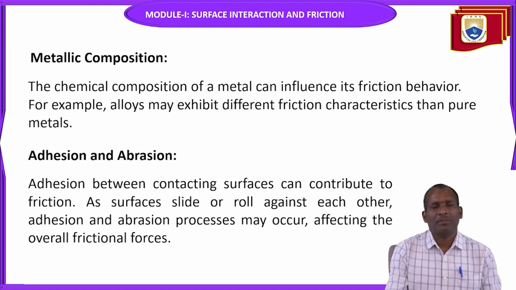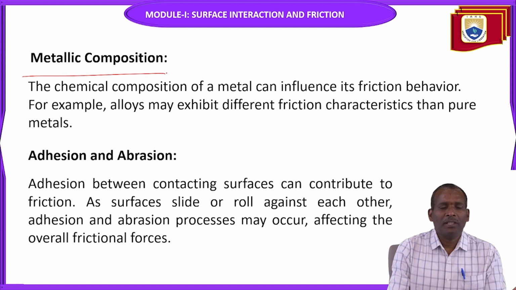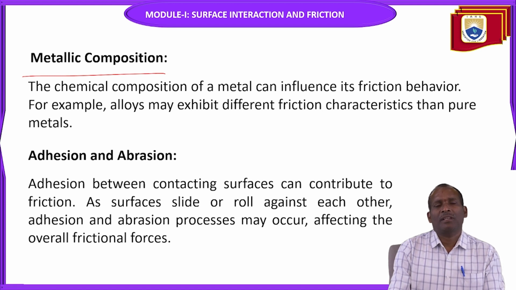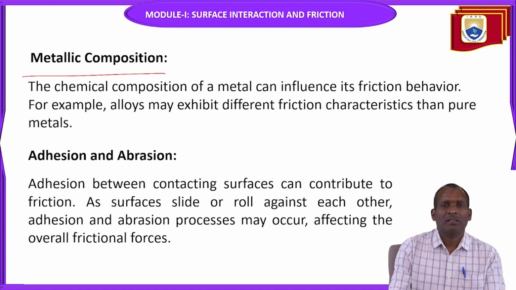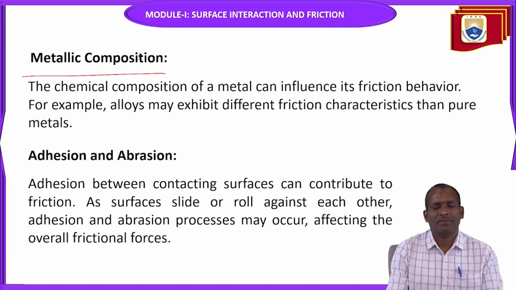Next, metallic composition. The chemical composition of a metal can influence its friction behavior. Every material has some composition: carbon, silica, tungsten, magnesium. Like this, there are different material compositions. For example, alloys may exhibit different friction characteristics than pure metals.